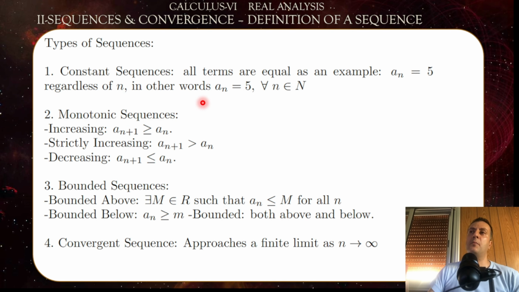Let's talk right now about the types of sequences. At first, you have the constant sequences. For a constant sequence, all terms are equal. As an example, an equal 5, regardless of the value of n, because as you notice, there's no n variable within this statement. So an never changes. It remains constant at 5, or it can be rewritten as an equal 5 for all natural numbers n greater than or equal to 1.